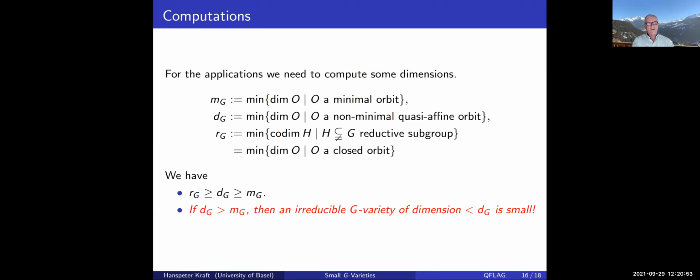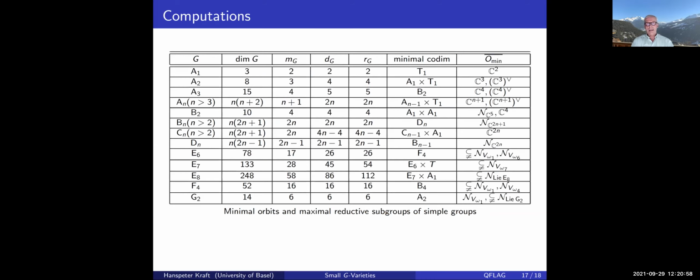We have to find out if dg is definitely larger than mg. Here is the table, and you check it. A1, mg is dg. A2, mg is 3, dg is 4. Also not interesting because only dg is smaller. Same for A3, 4, 5. And now for An with n large enough, it becomes 2n and n plus 1. So there's a lot of space in between.